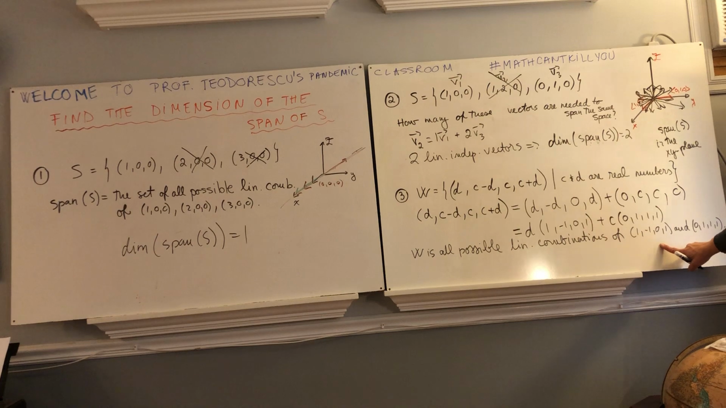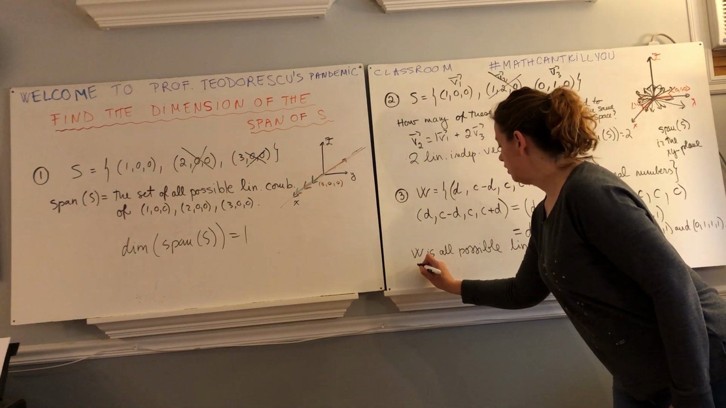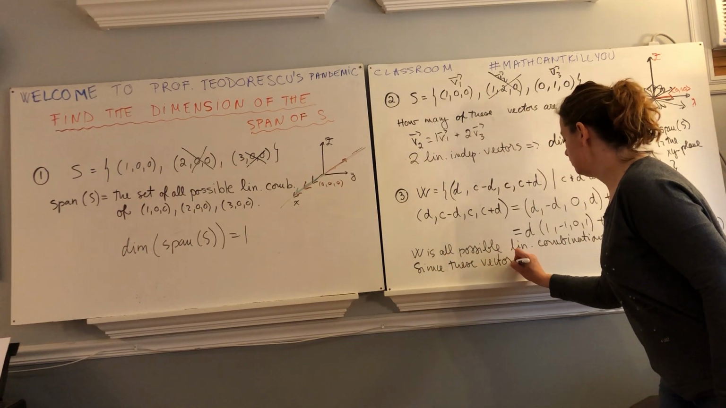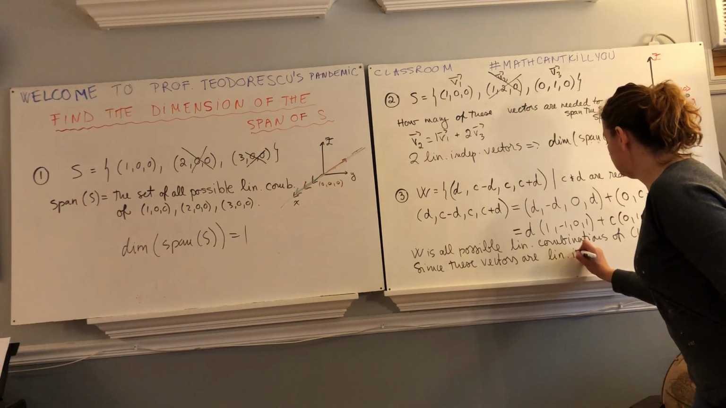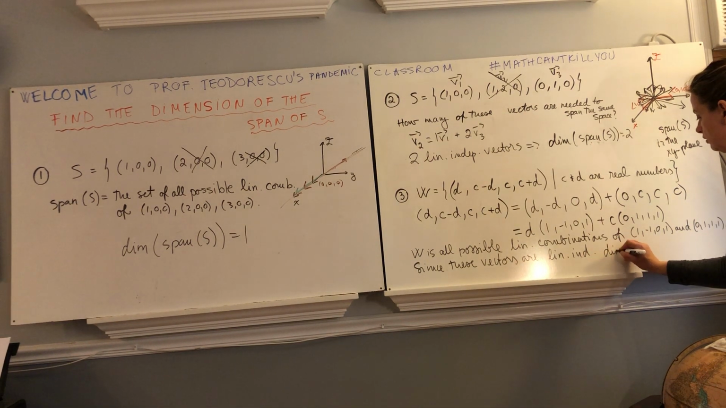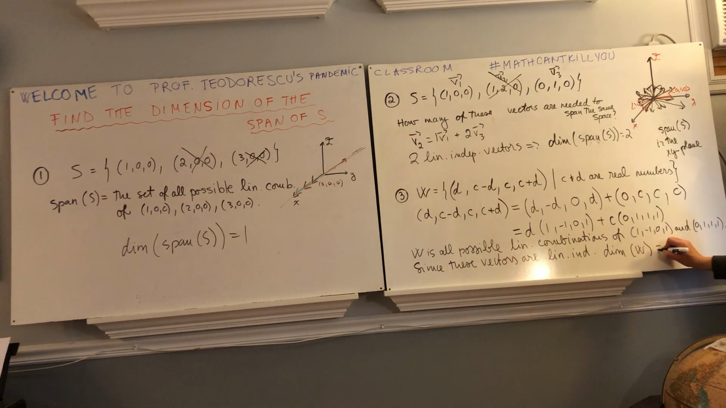Because these two vectors are linearly independent, they form a basis for W. And so the dimension of W is 2, right? W is spanned by two linearly independent vectors. That makes the dimension of W 2. Hope that helped.